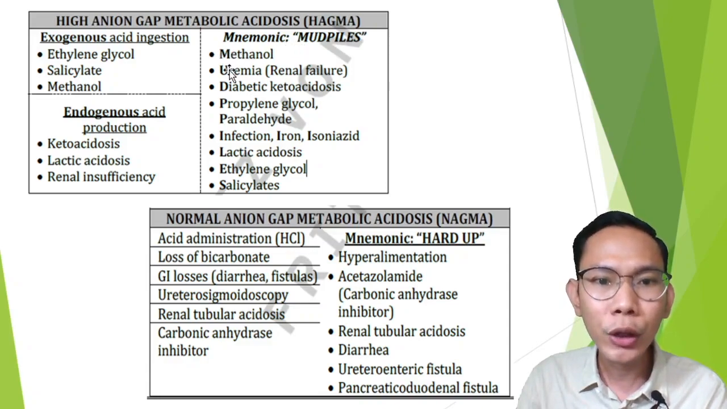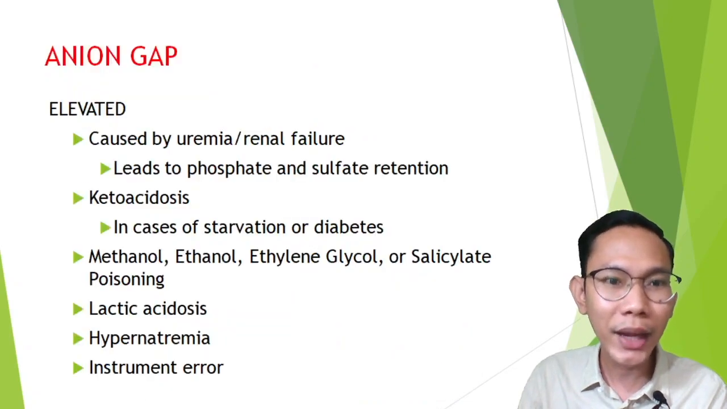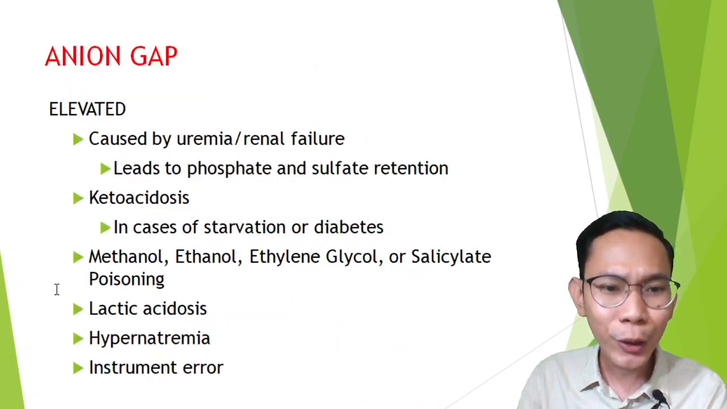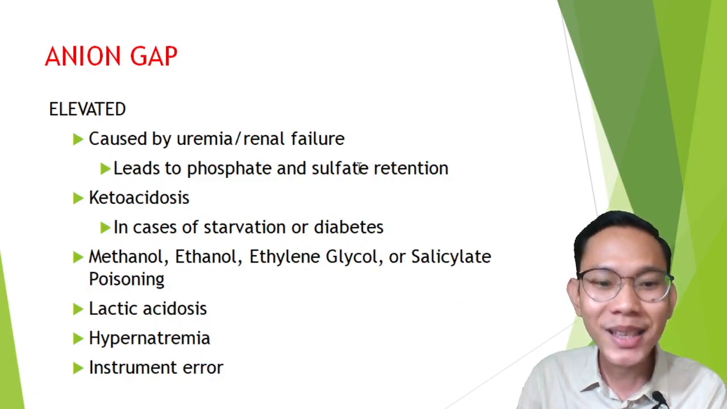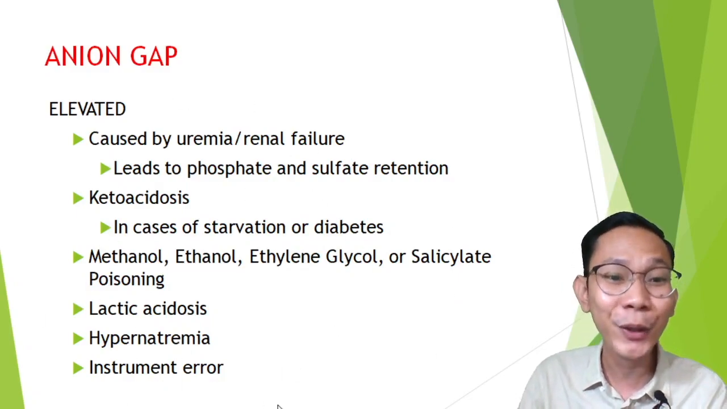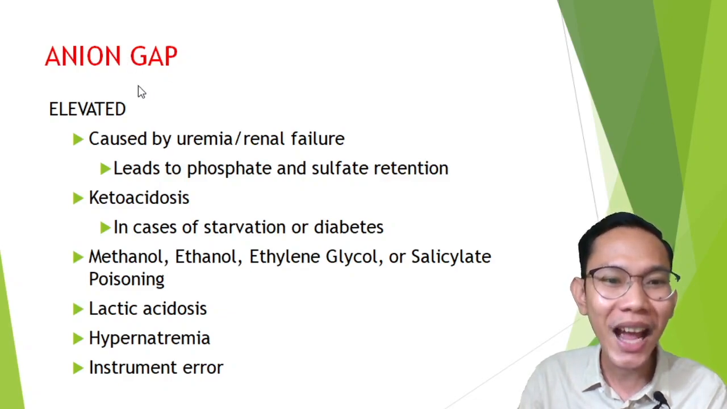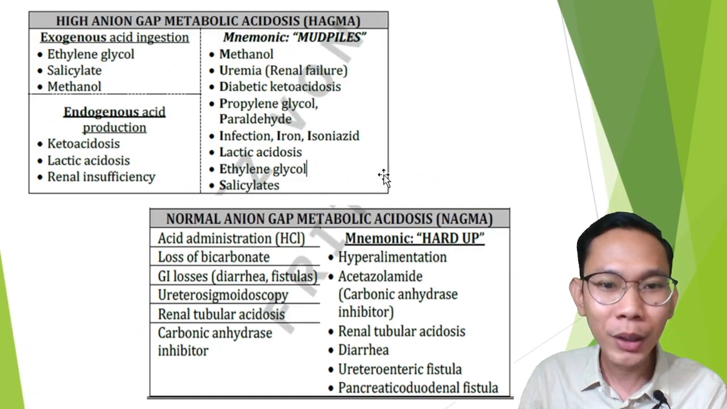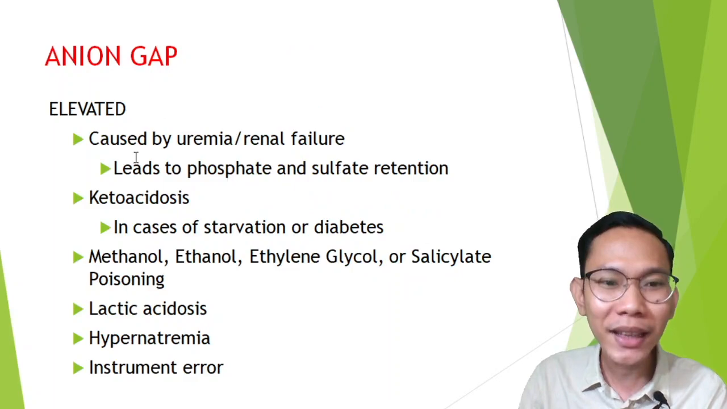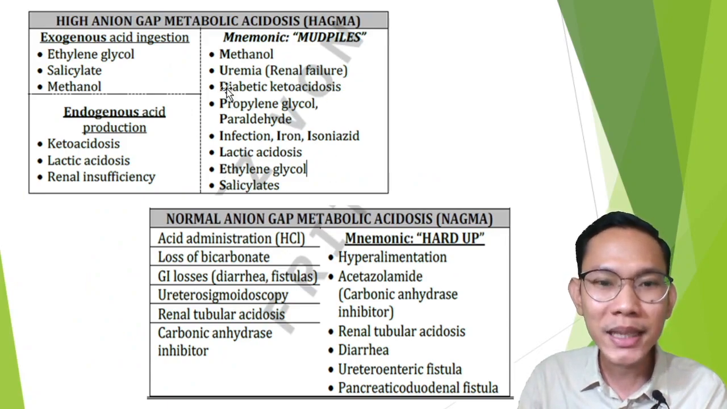So methanol, uremia, diabetic ketoacidosis, etc. So, MUDPILES. Look, elevated, so high anion gap, these are all your MUDPILES mnemonics. Isn't it easier for you to memorize? So, elevated anion gap, these are the possible causes. It's the same thing here: uremia, renal failure, ketoacidosis, methanol, ethanol. Our mnemonic is methanol, uremia, diabetic ketoacidosis, infection, iron.